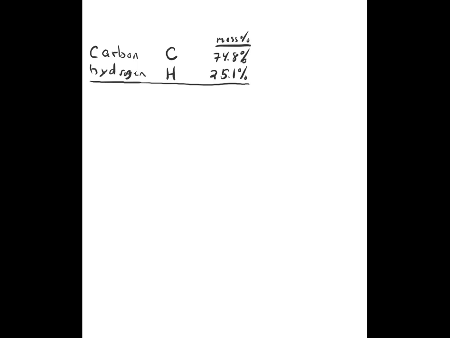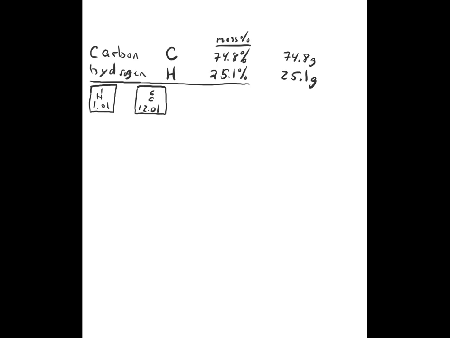So I'll do that over here. I'm just going to write that this is 74.8 grams of carbon. And this one right here would be 25.1 grams of hydrogen. Okay. Now, step two, you divide each of them by their respective molar masses. So hydrogen is element number 1, and its molar mass is 1.01. Carbon is element number 6, and its molar mass is 12.01.